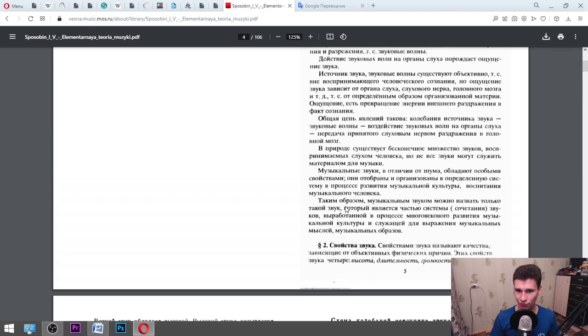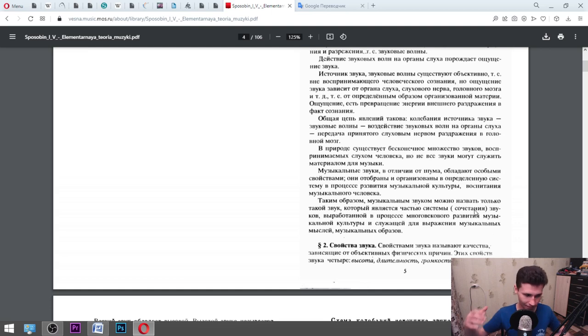Можно назвать только такой звук. It means musical sound is the only sound that is the part of the system, который является частью системы. Is the part of the system.